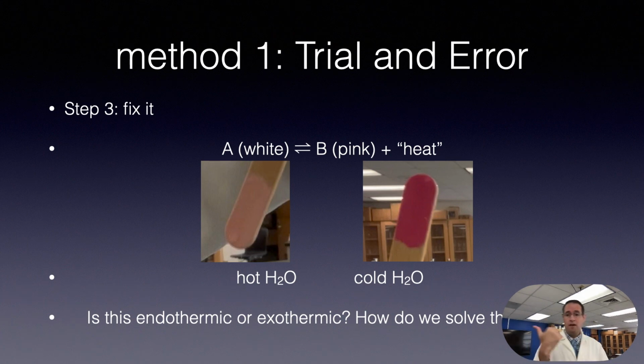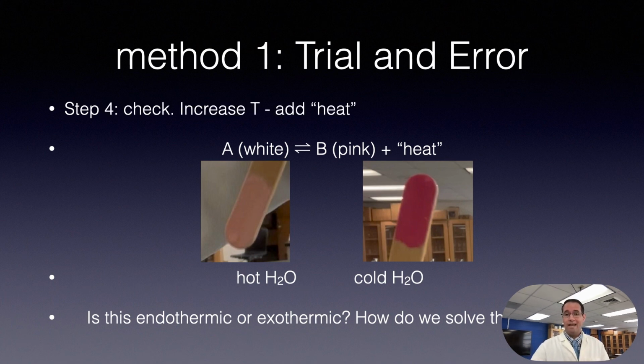Now we put heat on the other side. There are only two possibilities, so let's put heat on the right side of this equation and check it. If we increase the temperature, we're adding heat, right? And the reaction is therefore going to shift away from the increase, or shift left. And let's think about that. Yes, that's what we observed. In hot water, we saw a white popsicle stick, and in cold water, we saw pink.